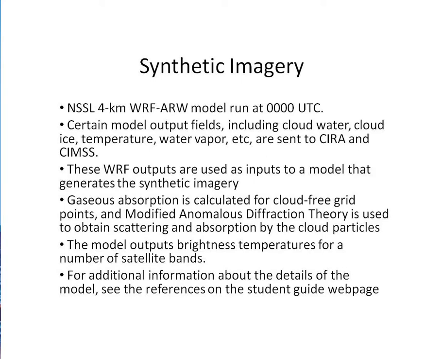The model is run once a day at 0Z. Certain model output fields are distributed to CIRA and SPoRT. These model fields are used as inputs into a model that generates the synthetic imagery. Gaseous absorption is calculated for cloud-free points, and modified anomalous diffraction theory is used to obtain scattering and absorption by the cloud particles. The model outputs brightness temperatures for a number of satellite bands. For more information on the details of synthetic imagery generation, refer to the references on the Student Guide webpage.